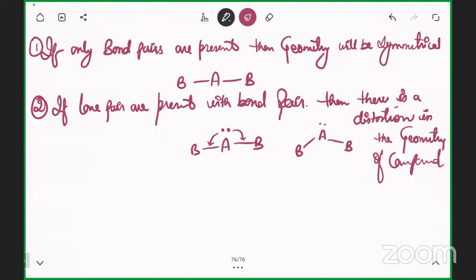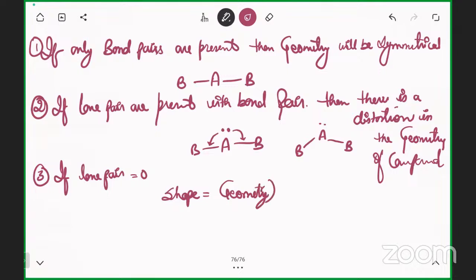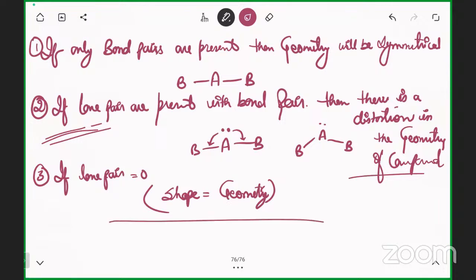Yes, sir. Okay, third condition: if lone pair is 0, can I say that the shape of the molecule is equal to the geometry? Just because this one shows the shape. When lone pair is equal to 0, there is no repulsion, which means shape and geometry are the same.